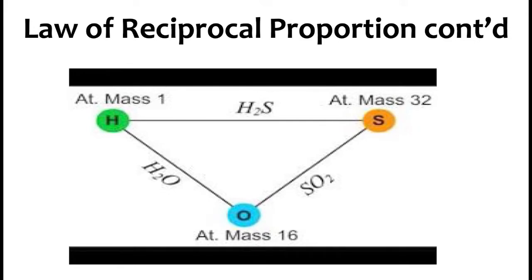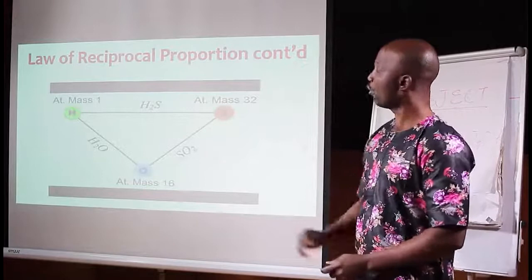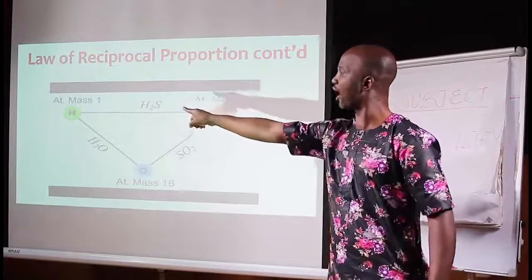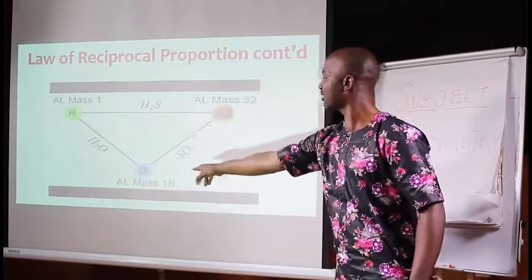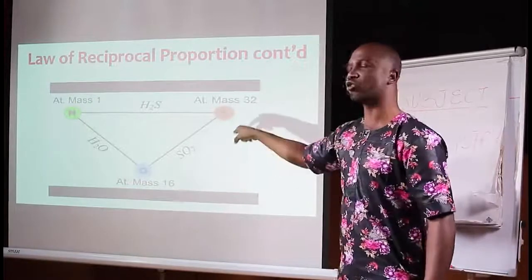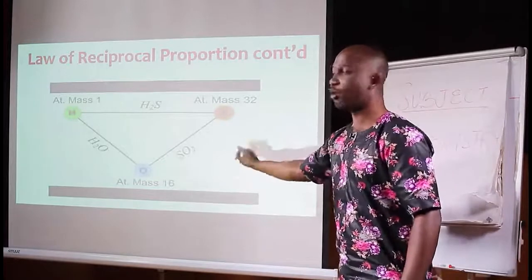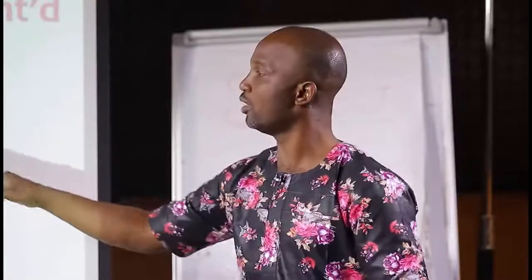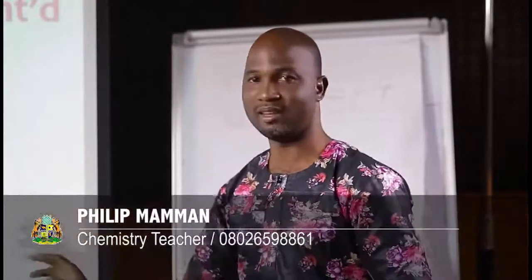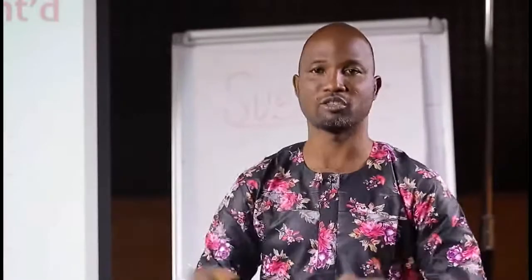You see that hydrogen is separate, sulfur is separate, and oxygen is separate. When oxygen combines with hydrogen in H2O, the mass is 16. But when oxygen combines with sulfur, you find that there are 2 atoms of oxygen to make it SO2. But when hydrogen combines with sulfur, it gives you H2S. Now, this is what the law of reciprocal proportion is talking about.